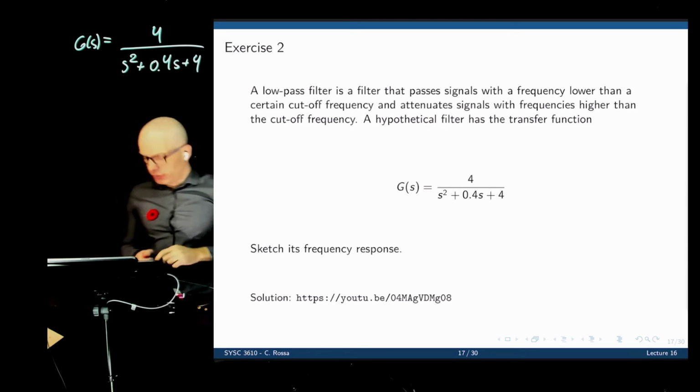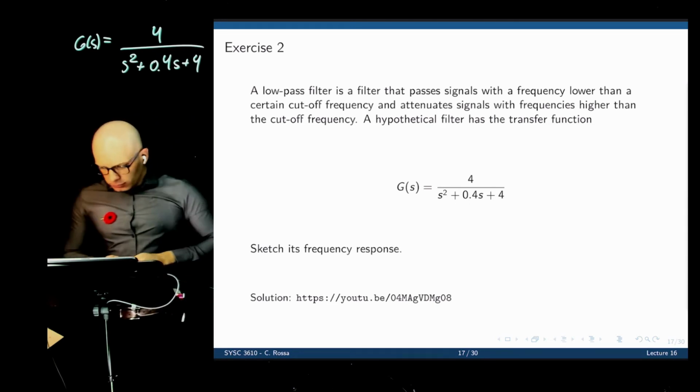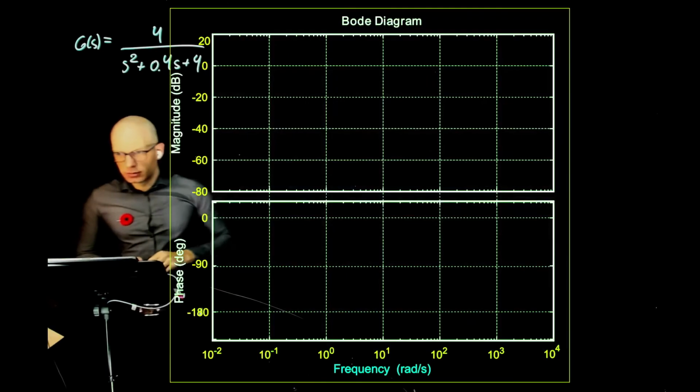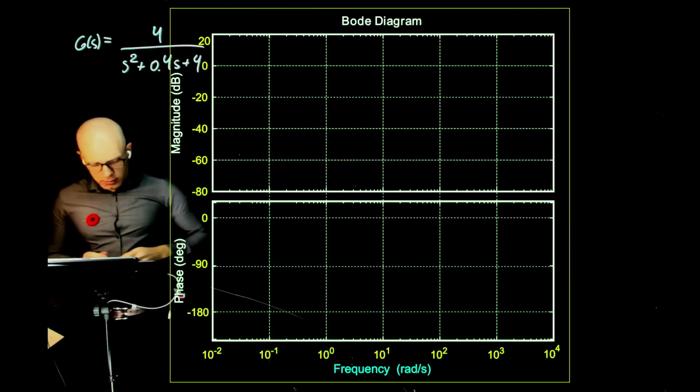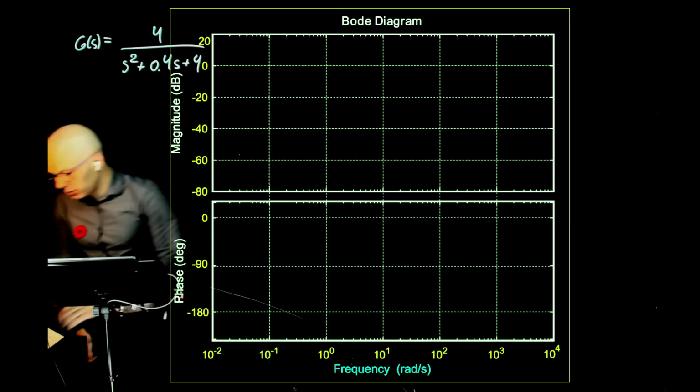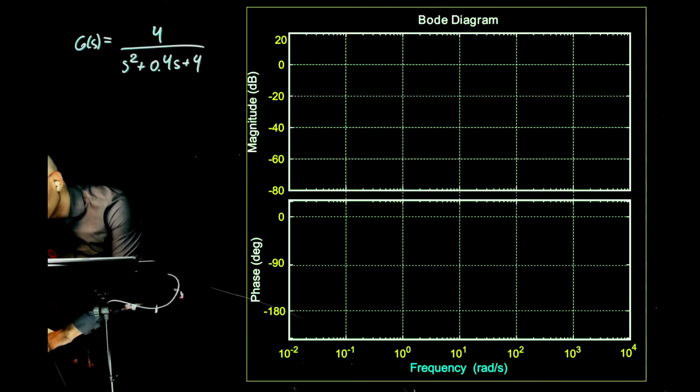All right, so let's do this example here. We have this transfer function, and we want to draw the Bode plot. Let me just move this Bode plot out of the way.